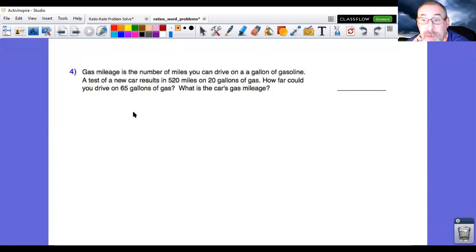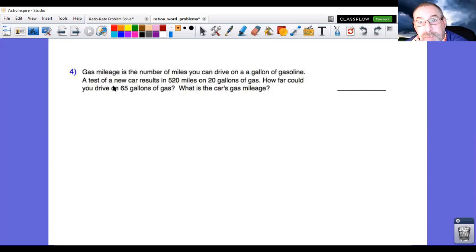All right, so now we have another one. Gas mileage is the number of miles you can drive on a gallon of gasoline. All of you who want to drive are going to have to know how to do these kinds of problems and find out which gas has the best mileage, which price is better. If you're going to drive all the way across town to get some gas, how much are you actually saving? So this is a real world situation that you may actually be doing in the very near future.